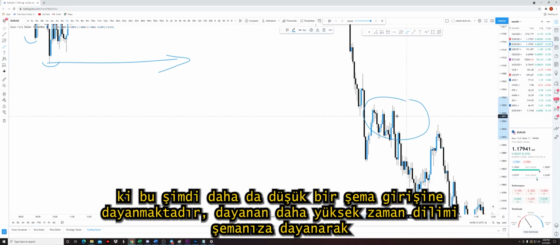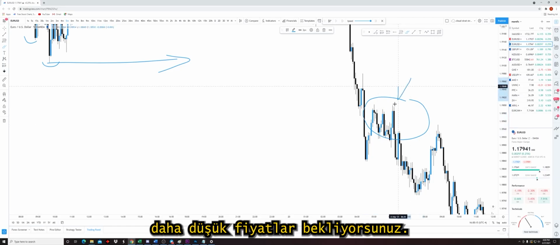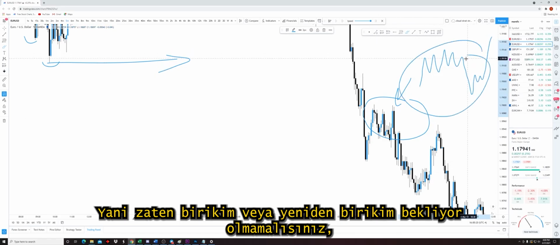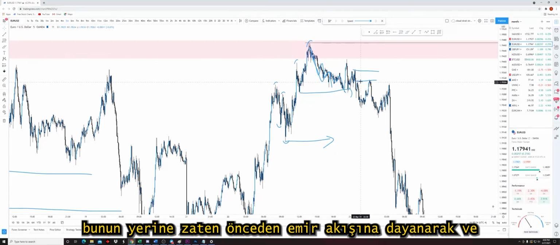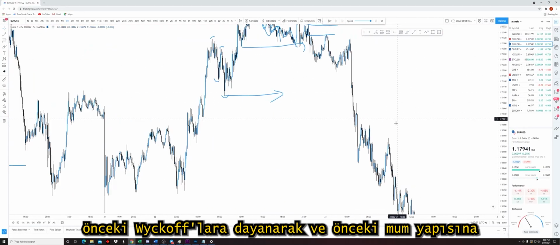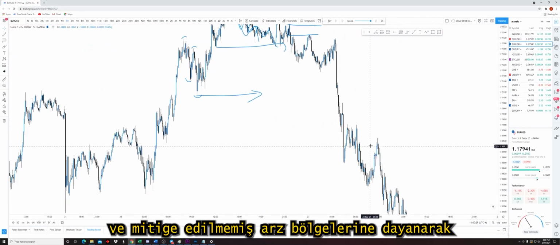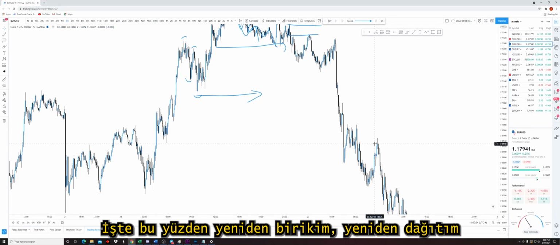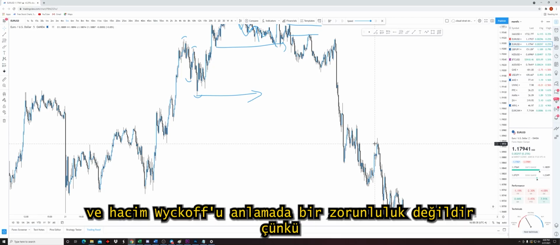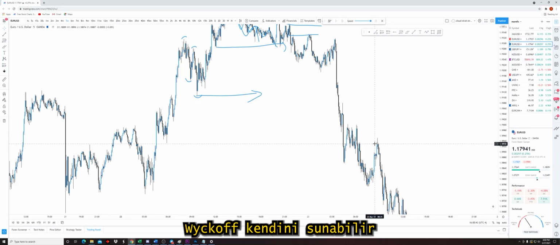And similarly, you wouldn't be expecting this distribution right here to become a reaccumulation. You wouldn't expect this because you're expecting lower prices based on your higher time frame schematic, which is based on lower time frame schematic entries, which is now based off of an even lower schematic entry, right? So you shouldn't be already expecting accumulation or reaccumulation, but instead you are already preemptively, based on order flow and based on previous Wyckoffs and based on previous candlestick structure and unmitigated supply zones, expecting price to break down.